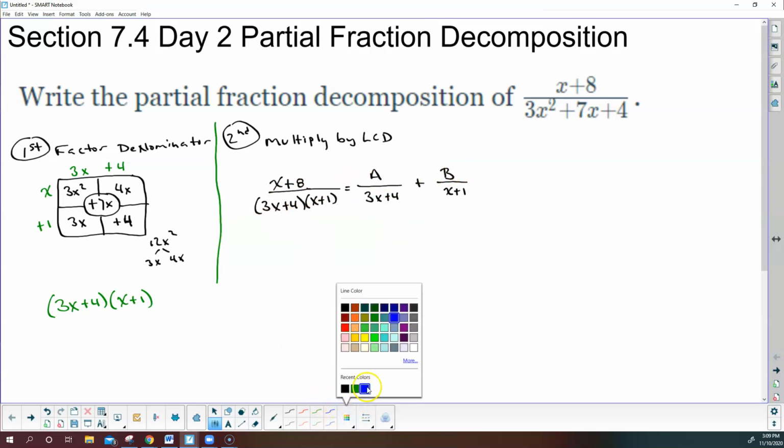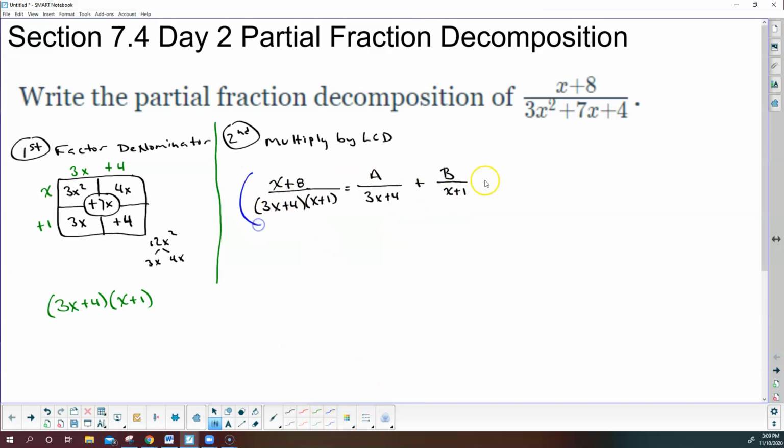So the next step that we're going to do is multiply by the LCD. Now I think we've done a lot of this, where this denominator that was completely factored is my LCD. So I'm just going to multiply every single fraction by the LCD.